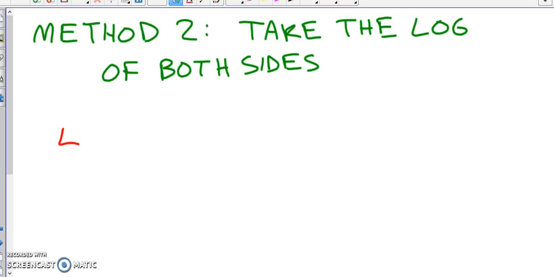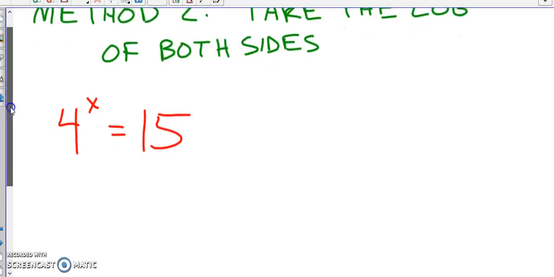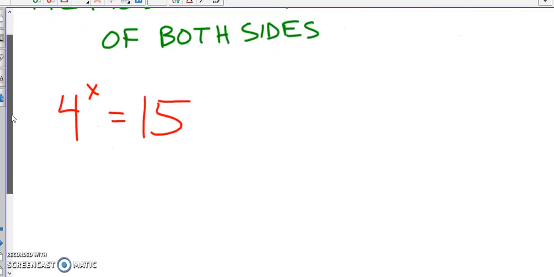So let's say I had 4 to the x equals 15. We'll start simple. I can't make 15 match 4 as the base. That's just not going to happen. So what you have to do is take the log of both sides.